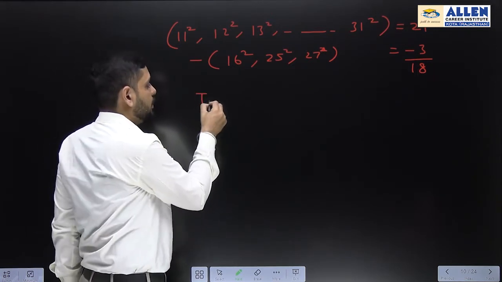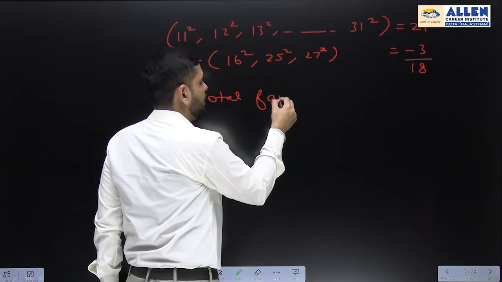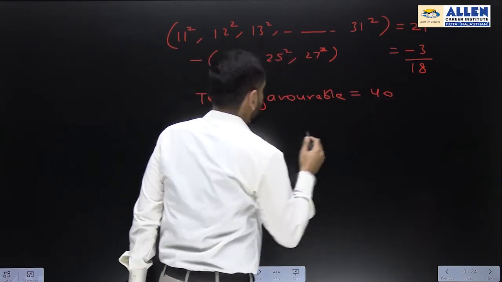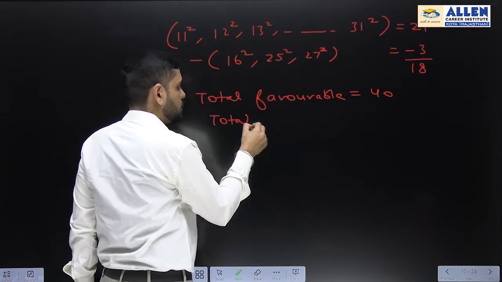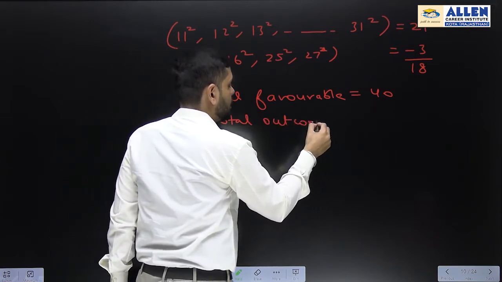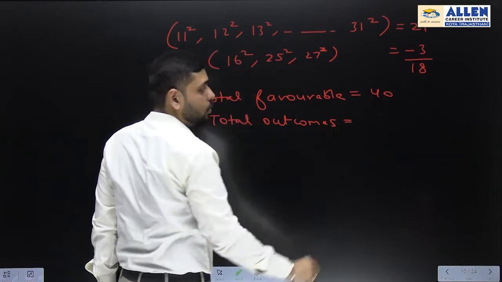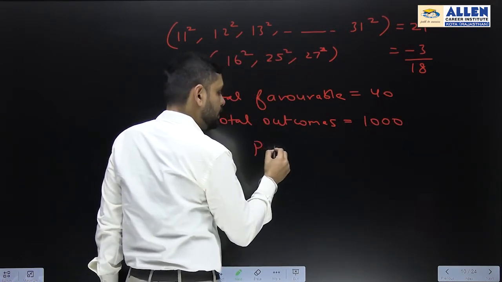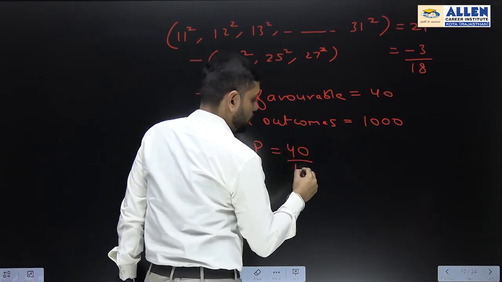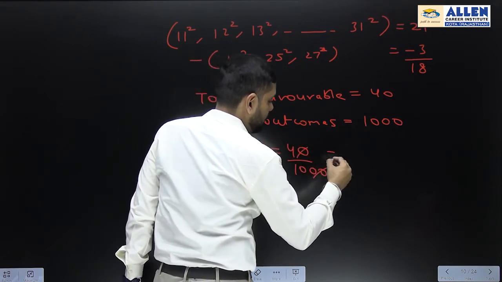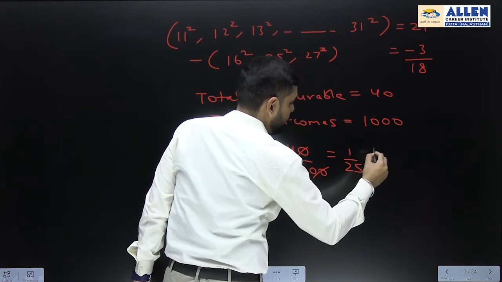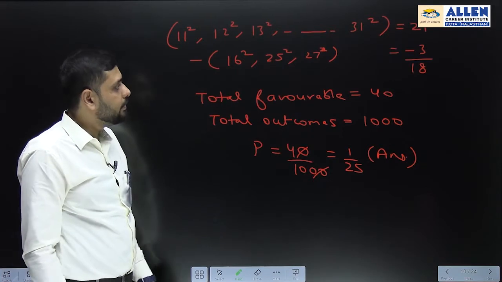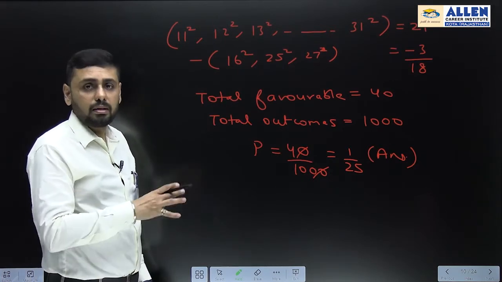So the total favorable outcomes will be 40, and the total outcomes is 1000. So the probability will be 40 upon 1000. Now if we simplify it, we'll get 1 upon 25. This will be our answer. This will be our probability. So in this way we need to solve this question. It's a quite good question also.